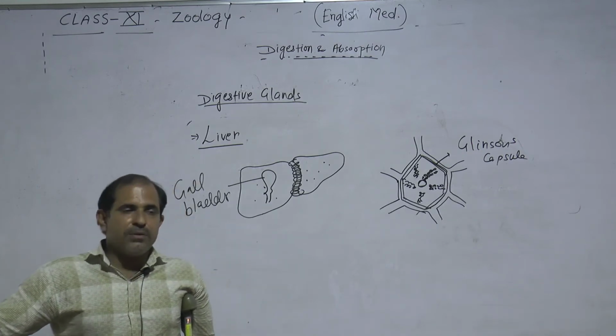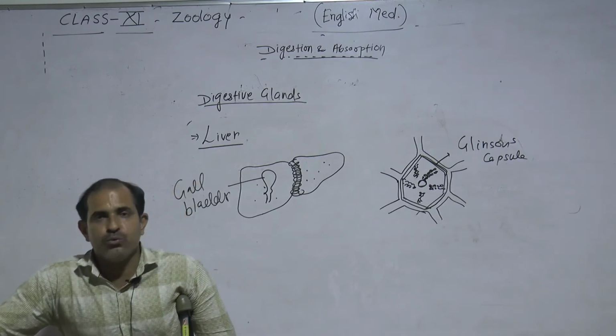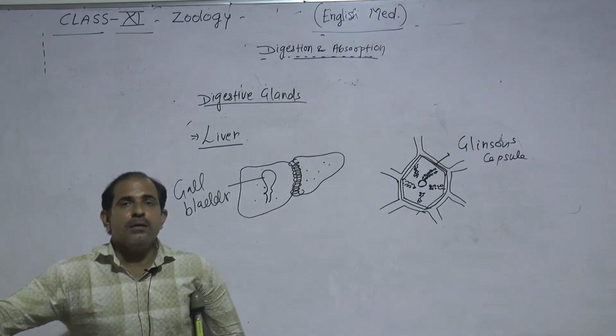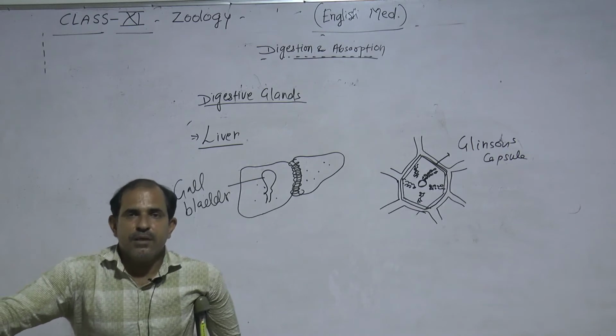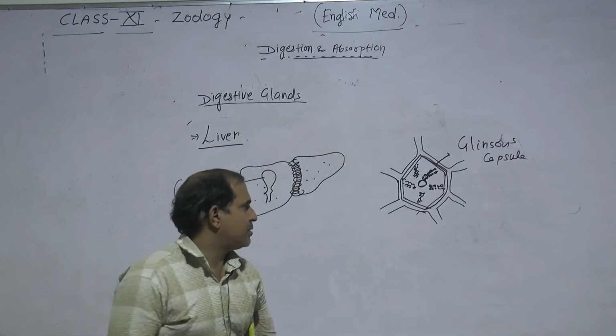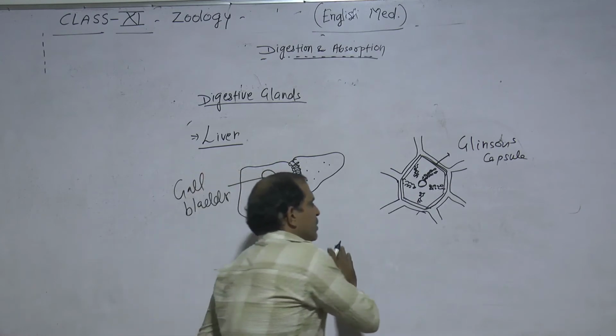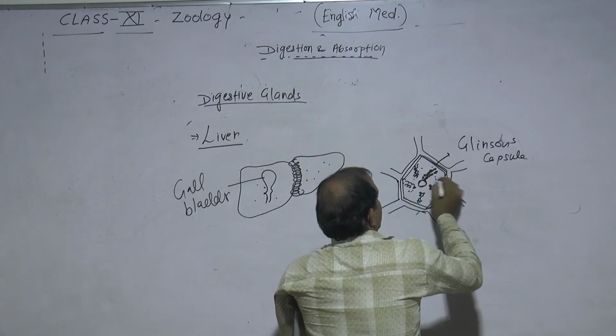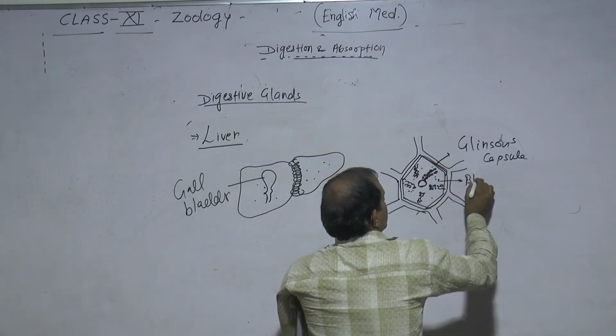And these hepatocytes secrete bile juice. It means the bile juice is secreted by hepatocytes. And between the cords of hepatocytes, blood sinusoids are present in which blood is filled. This is the blood sinusoid.